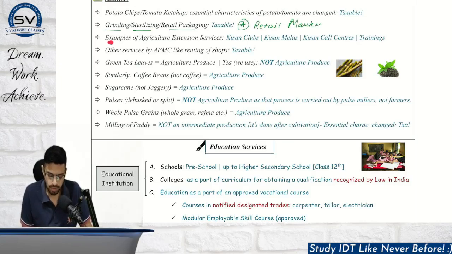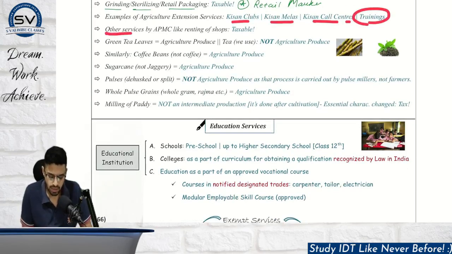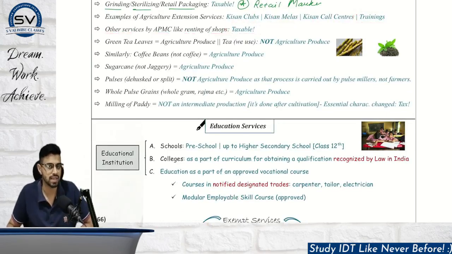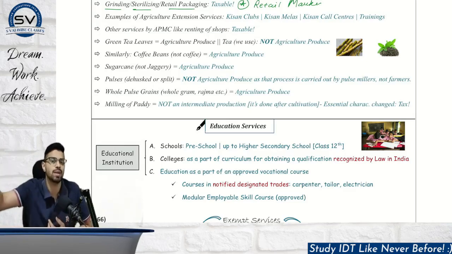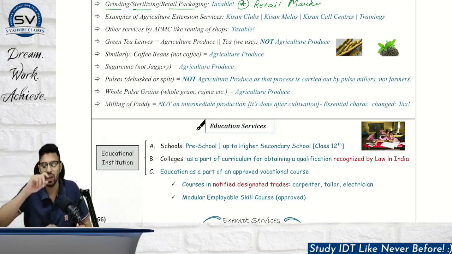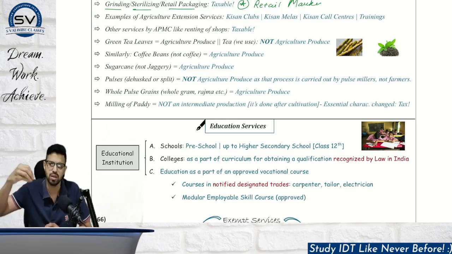Next, examples of agriculture extension services: Kisan clubs are formed, Kisan melas, Kisan call centers, trainings. This is okay. Other services of the committees like renting of shop, that is taxable. Please note, for the committees and the commission agents, only that portion is exempt which is with respect to sale and purchase of agriculture produce. So something should be agriculture produce first, then its sale and purchase is exempt from GST. But if that committee or that agent is giving a shop on rent, obviously that is taxable, that is not linked to agriculture produce, right?